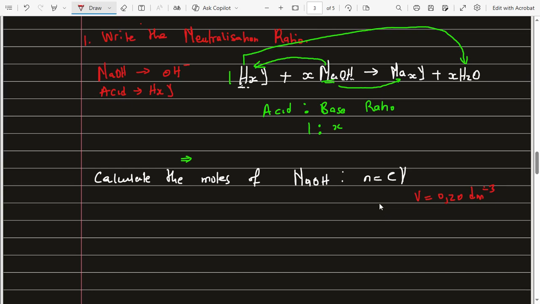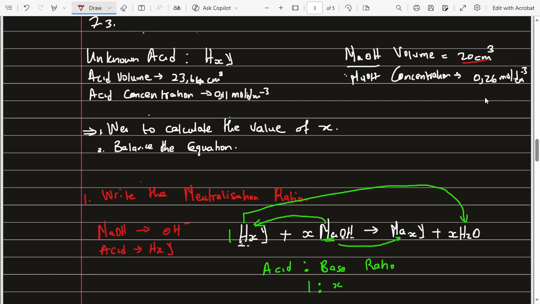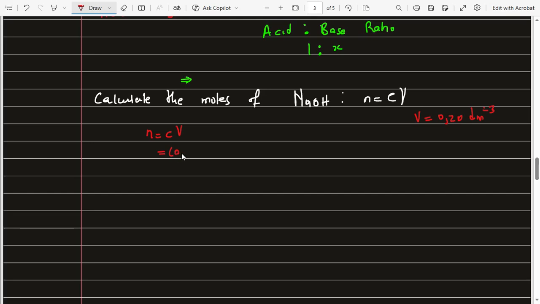That's the volume. So if this is the volume, I can just quickly do my substitution. Say N is equal to C times V, the concentration of sodium hydroxide. It was given as 0.2. You see, when you do the data, it's easy for you to do the substitution. So the concentration is 0.26, and then we're going to take this multiplied by the volume of 0.20.